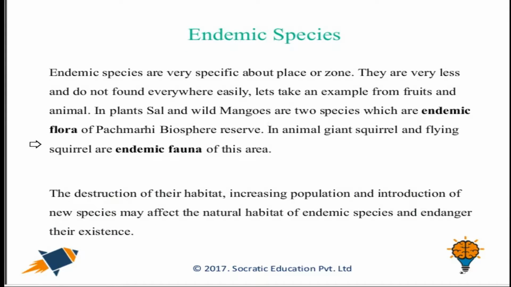The next thing is endemic species. It's synonymous to the extinct animal or the extinct species. Due to deforestation, some of the animals are very rare to be seen, and such species are termed as endemic species. So endemic species are very specific about places or zones. They are very few and are not found everywhere easily. In plants, sal and wild mangoes are 2 species which are endemic flora of Pachmarhi Biosphere Reserve.